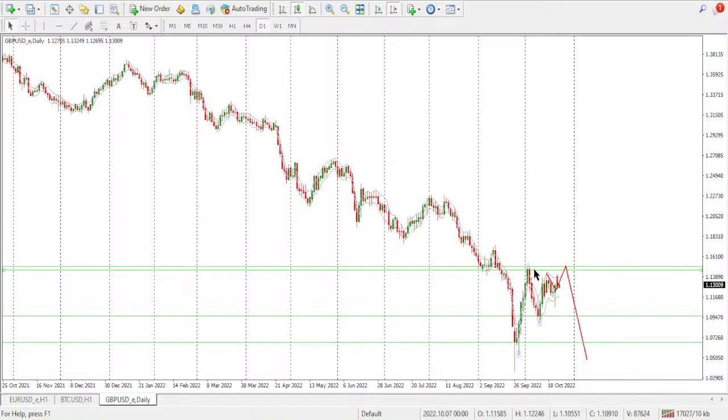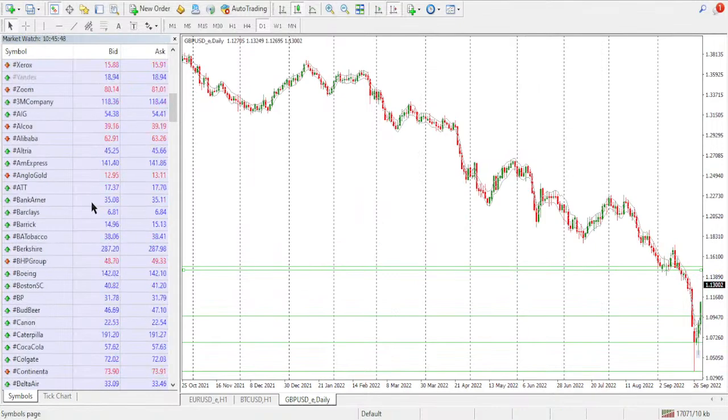So as it is now, this should be a good place to look for a sell from. Expect the sellers to push price downwards with the first target here. The next target is this one, and if that target is broken, then our next target should be this one here, just like that. So that should be it for this chart.